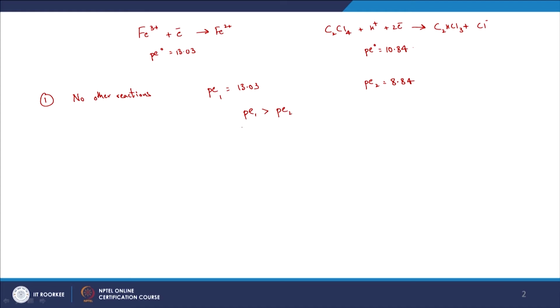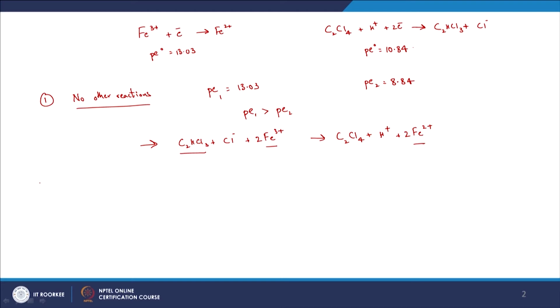So what would have been the overall reaction now? It would have been swapping this: C2HCl3 plus Cl-, that's 2 electrons, I'll need to multiply that, so I'll do that later, going to C2Cl4 plus H+, right, and here if I multiply this by 2, plus 2 Fe3+ going to 2 Fe2+, right. So here if there were no other reactions present, this would have been the overall reaction, or C2HCl3 would have reduced Fe3+ to Fe2+, and this is what you would have observed.